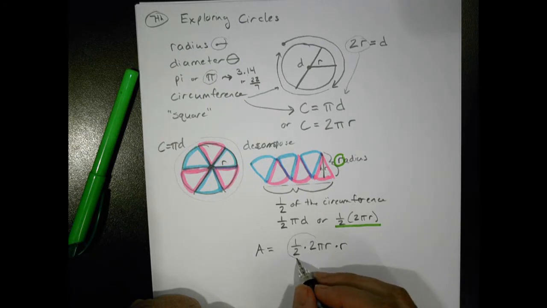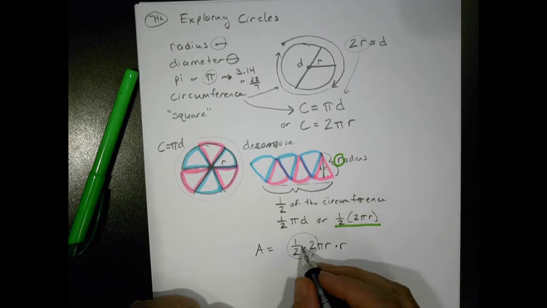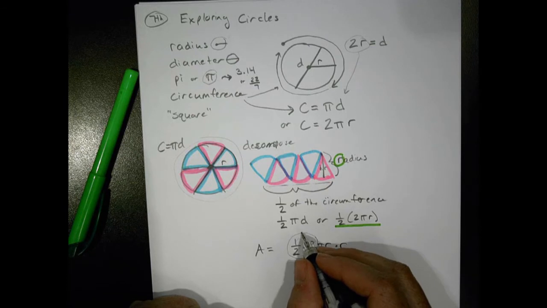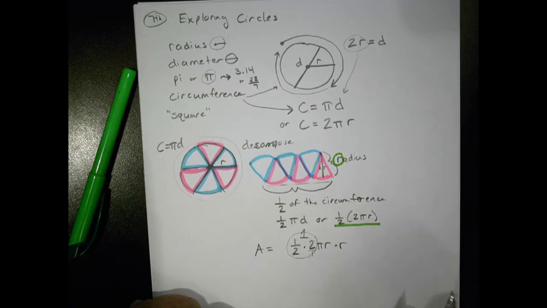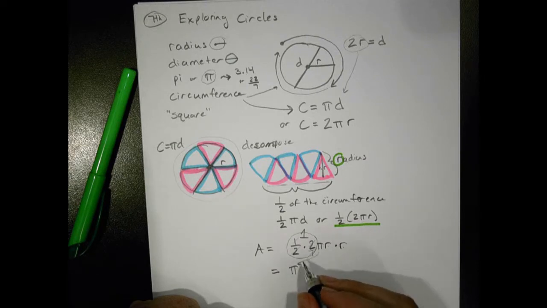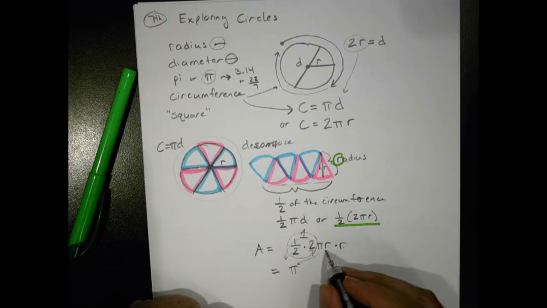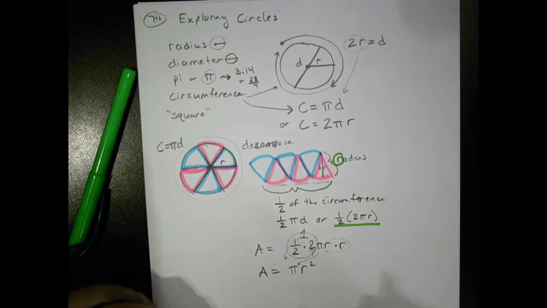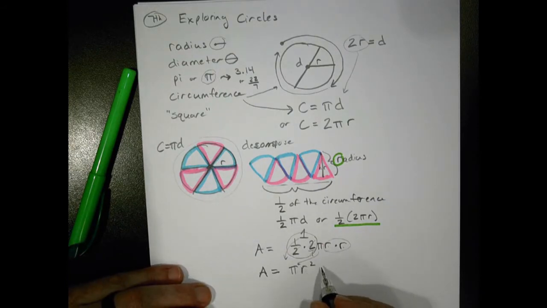So now let's take a look here at what happens when I put this together. Well, a half times 2 is equal to 1. The 2's cancel out, the 1's cancel out, so this becomes just a giant 1. The pi stays a pi, and I have an r times an r, which becomes an r squared. So the area becomes simply pi, there's my pi, the 1, I don't need to write the 1, and then r squared becomes r squared. So the formula for the area of a circle is pi r squared. And that's where that comes from.